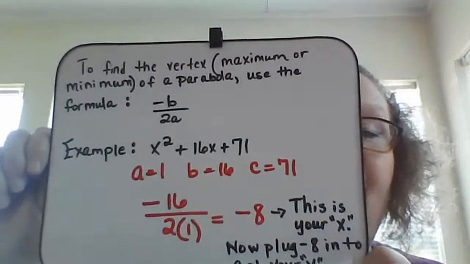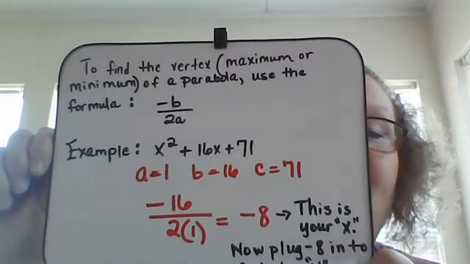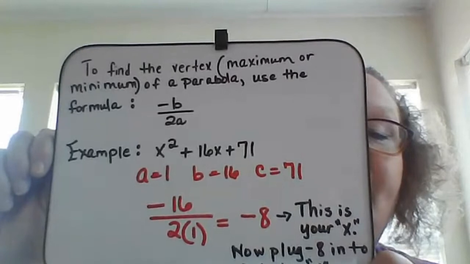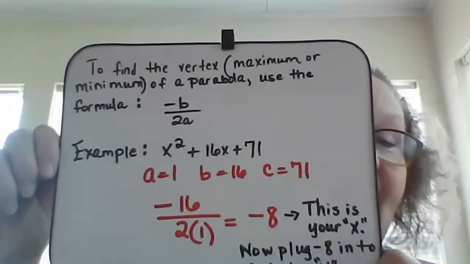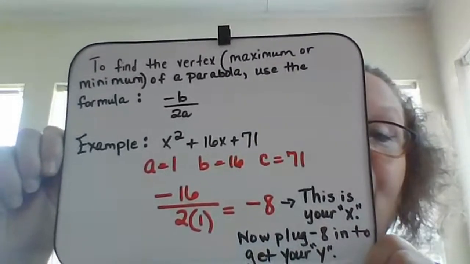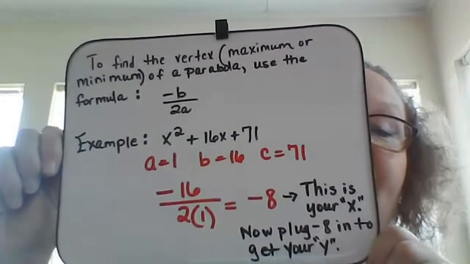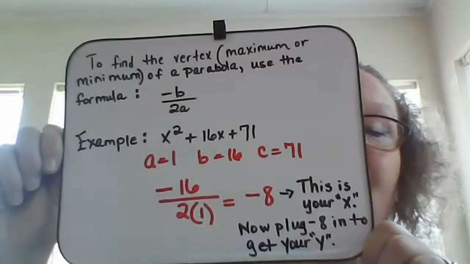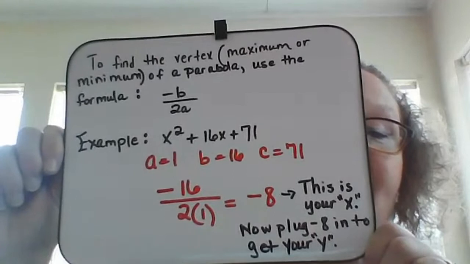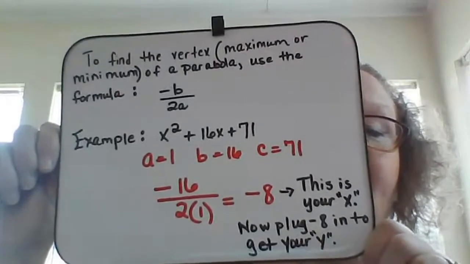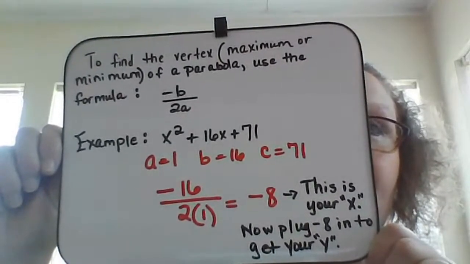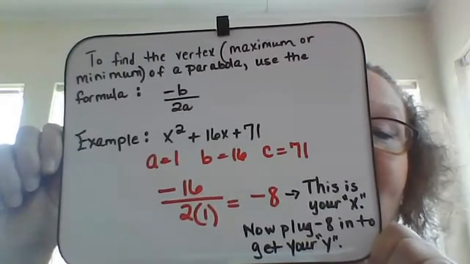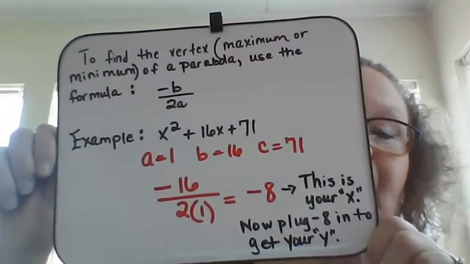So for example, if you have the equation x squared plus 16x plus 71, and I guess I should have made it say equals 0, but we'll just assume that's how it is in this case. You're going to once again take out your a, b, and c, a being 1 since there is no value in front of the x squared, b is 16, and c is 71.